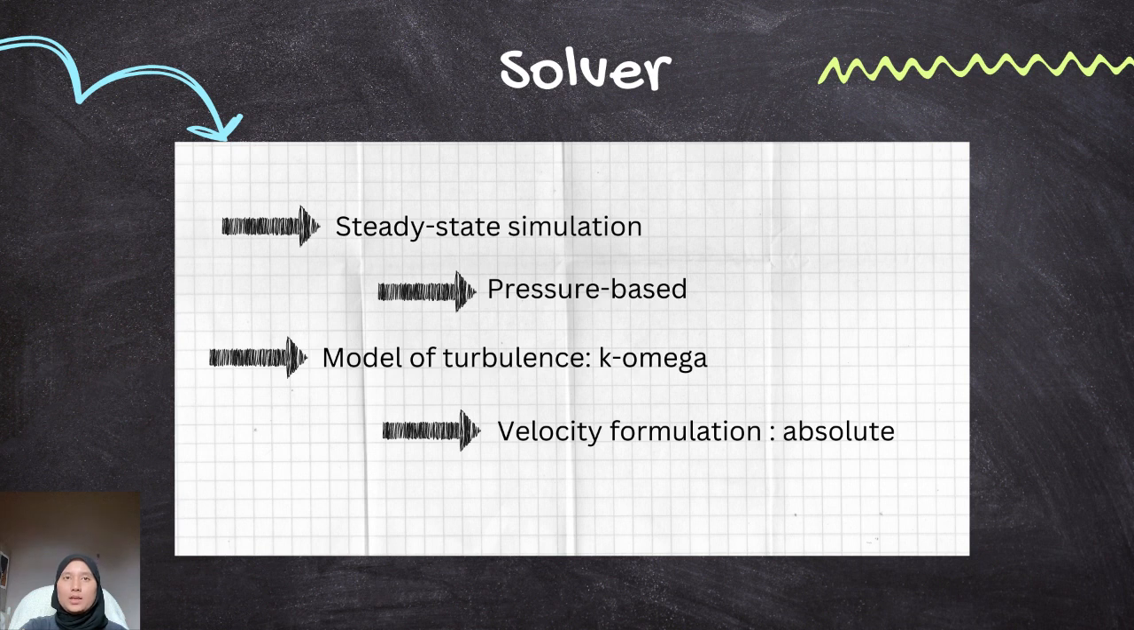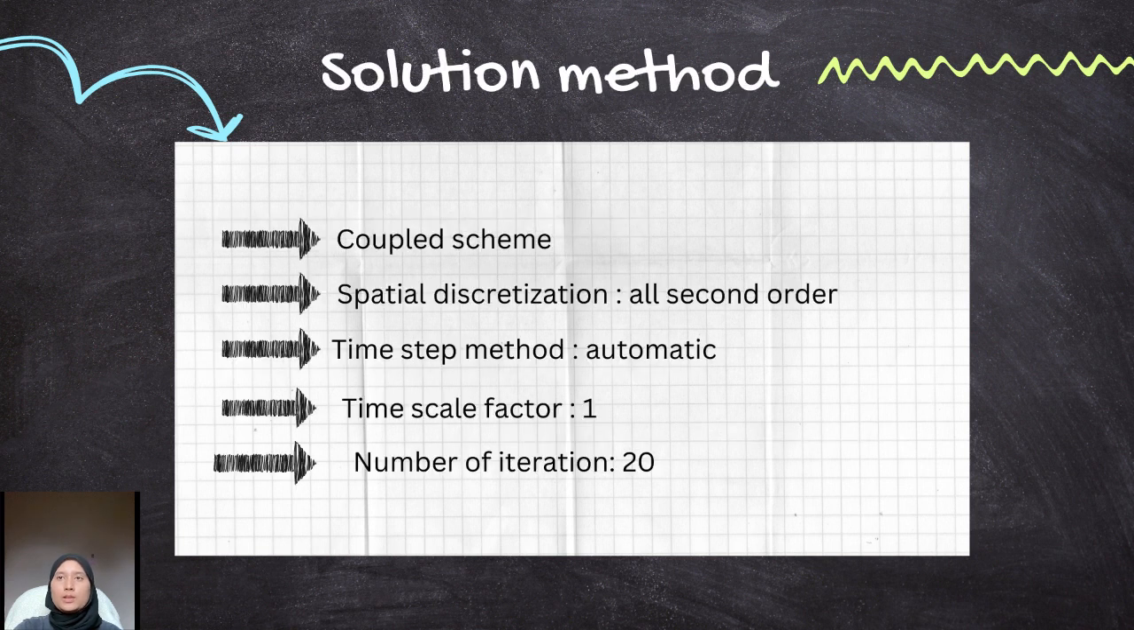In the solver setting, a steady-state simulation was chosen as the temperature remained constant throughout the analysis, and the solver used was pressure-based, focusing on the pressure field, and the velocity formulation was absolute, considering the magnitude and the direction of the vector. The K omega model of turbulence has been applied in the simulation, and this model is frequently used to depict the behavior of turbulent flows.